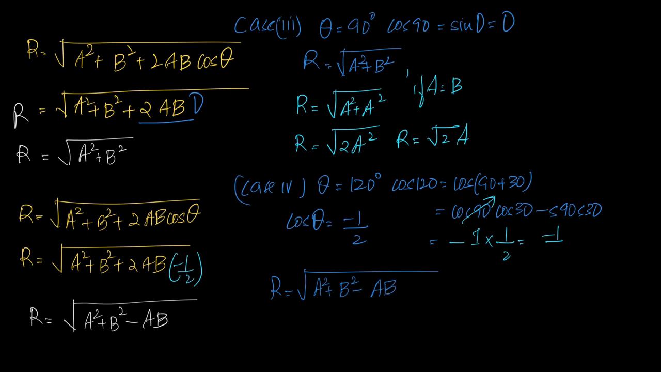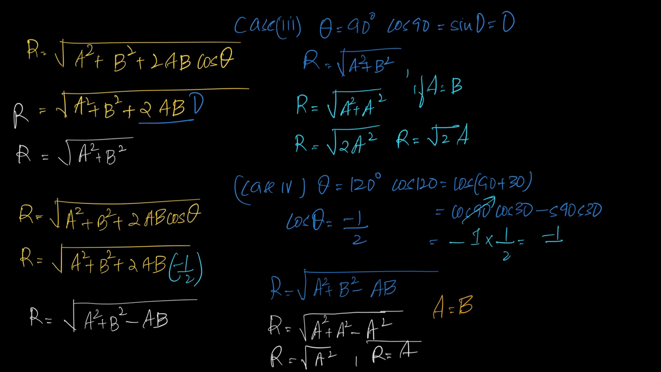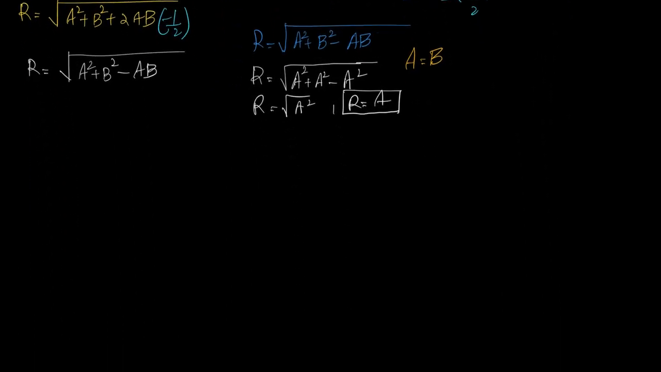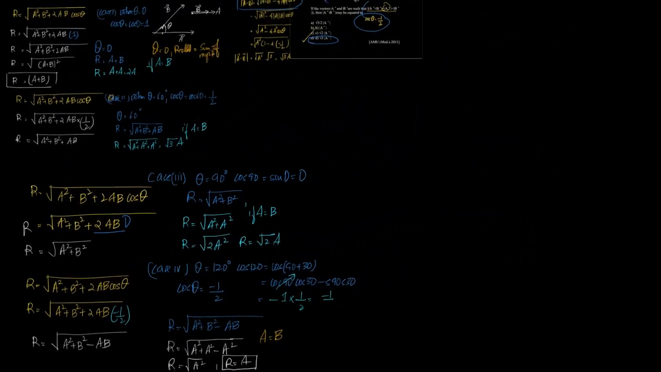And when we have a equal to b, what do we get? We get R equal to root of a square plus a square minus a square, which is R equal to root of a square. Therefore R is equal to a.